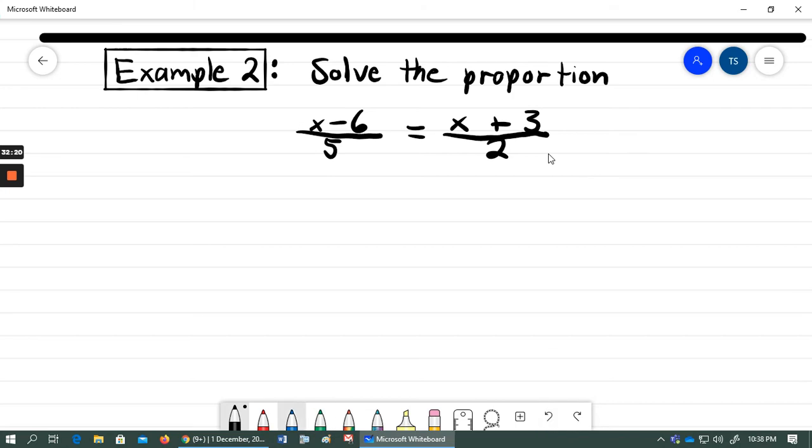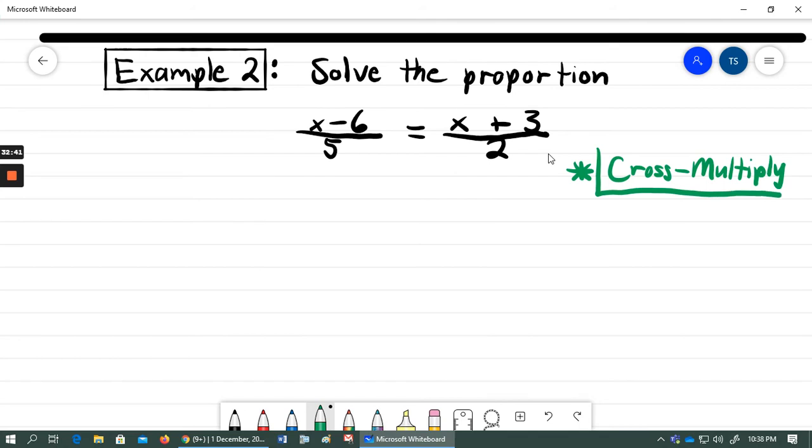And like I said guys, the first thing that we need to do here is cross multiply, right? I told you guys that when we were solving this, we were going to be using this technique of cross multiplying, right? Okay, well let's do it then. Let's cross multiply.